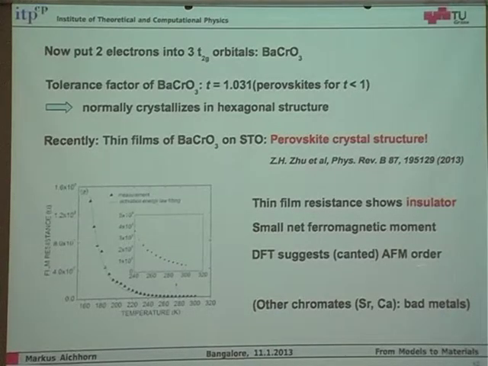But there is a strong tendency to this magnetic ordering. Just as a side remark, the other compounds like strontium or calcium chromium oxide are to some extent cubic and bad metals. So they are in this bad metal regime. So the question was, we have now this barium chromium oxide, which is an insulator. Why is this guy insulating? That was our motivation to study this.